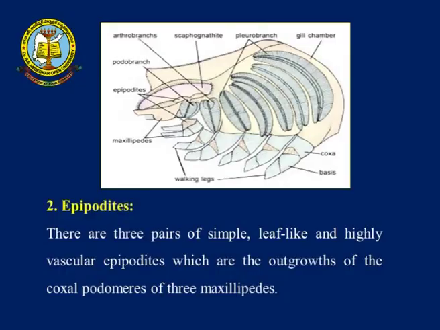Now, coming to the epipodites. So, here you are going to check the epipodites over there. There is one epipodite over there and the other one epipodite over here. And these are 3 pairs of simple leaf-like structures. So, you can see very simple leaf-like structures, and they are very highly vascularized, that is, they have those blood vessels, and they are outgrowths of the coxal podomeres of the 3 maxillipeds.